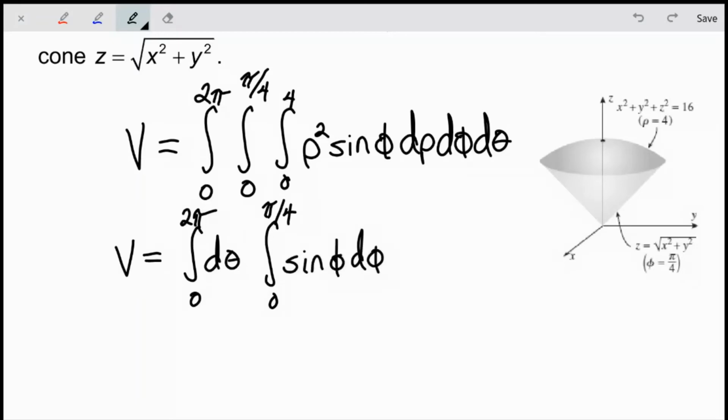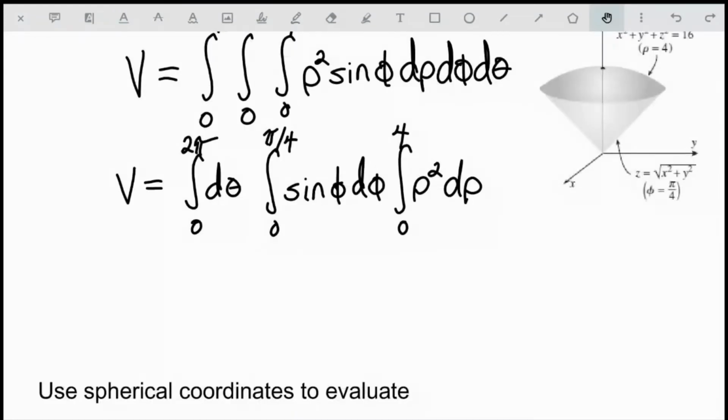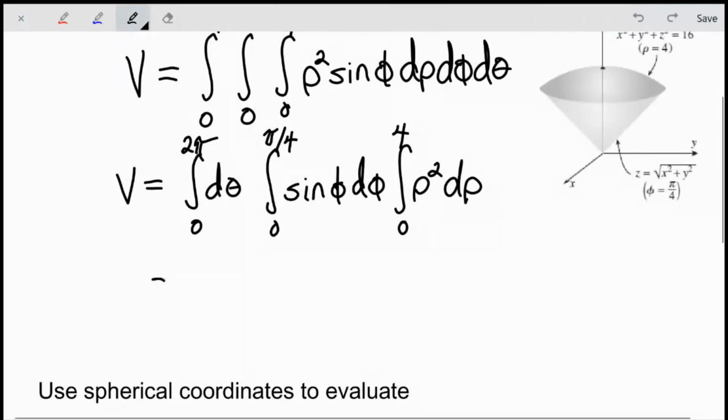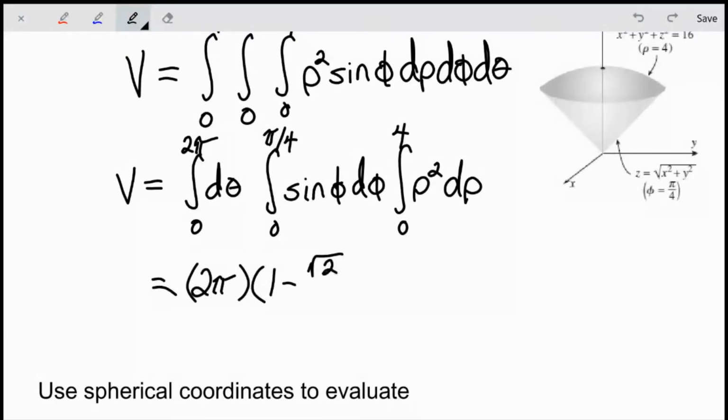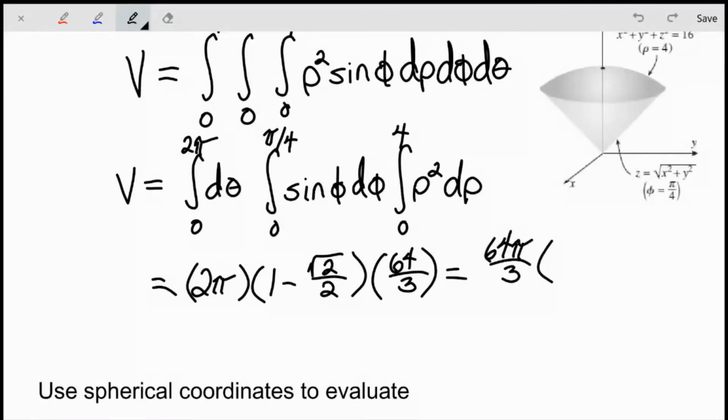And then I've got an integral that goes from 0 to 4 for my rho squared. Okay, and then from there, just solve each one of those independently. And when you do that, you would end up with 2 pi multiplied by 1 minus root 2 over 2, multiplied by 64 over 3. And again, those are all simple single integrals that you can solve. And then just combine that together to get the exact solution: 64 pi over 3 multiplied by 2 minus root 2.